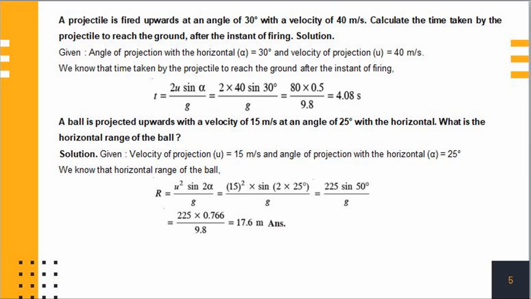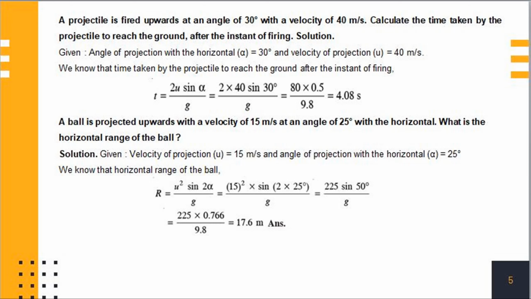Therefore, we know that time taken by the particle to reach the ground after the instant of firing t, we have formula t is equal to twice u sin alpha divided by g. By putting all these values, we get t is equal to 4.08 seconds. Therefore, answer of this problem, the time taken by the projectile to reach the ground is equal to 4.08 seconds.